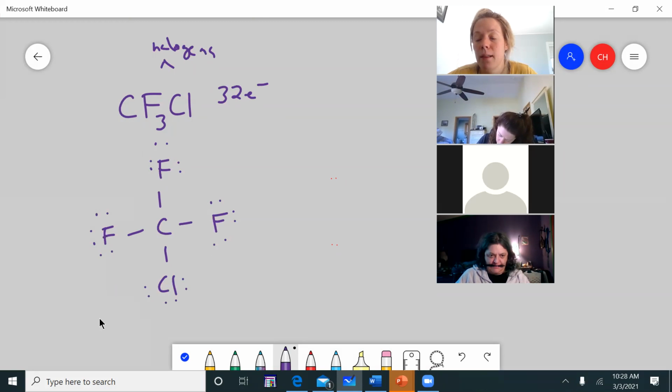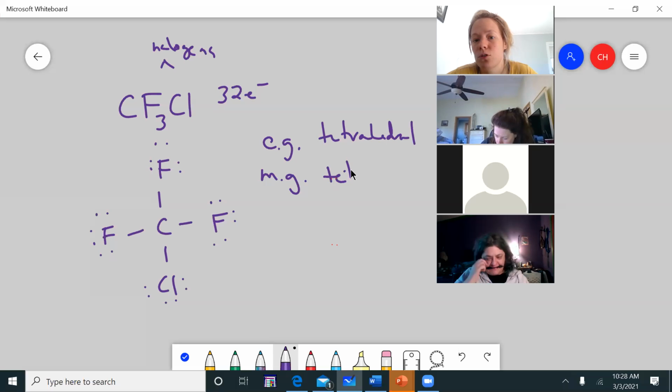And everybody's balanced. Okay. What is the electron geometry here? It is 1, 2, 3, 4, 4, which is tetrahedral. What is the molecular geometry here? Well, do we have any lone pairs on the central atom? No lone pairs on the central atom. So the atoms are doing the same thing that the electrons are doing. They're also making a tetrahedral shape, tetrahedral.